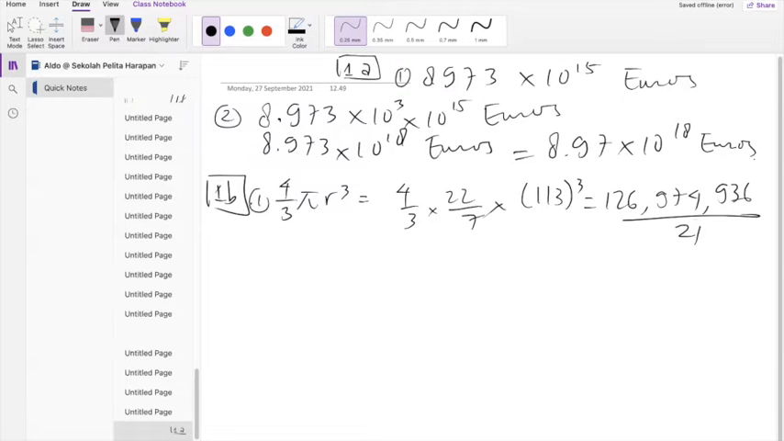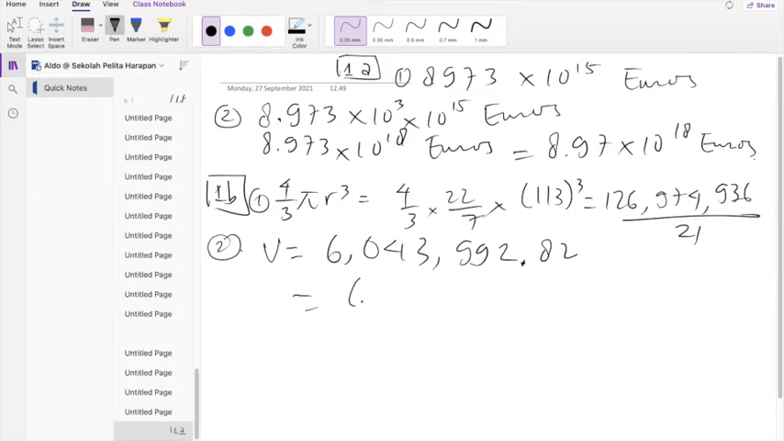So we have the answer, 6,043,992.82. So it's about 6.04 times 10 power of 6 kilometer cube. So that's the answer for 1B. Now we go to 1C.